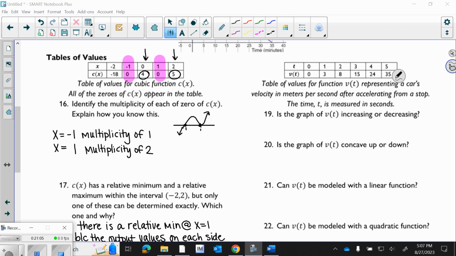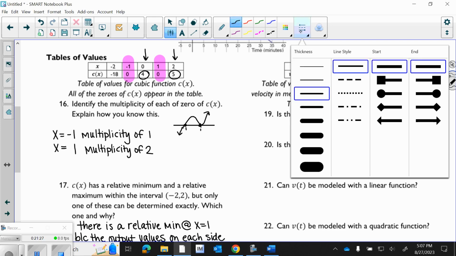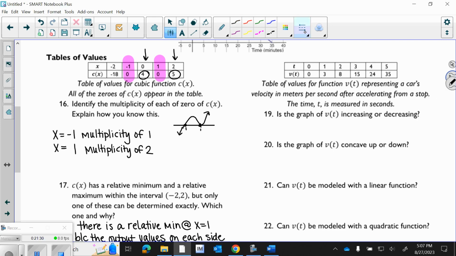So now let's talk about 19. Again, we are given a table of values for a function v of t representing a car's velocity in meters per second after accelerating from a stop. The time t is measured in seconds. Now I'm going to write these labels down because this is going to come in handy toward the end when we have to write our answer and label it. So v of t represents meters per second, and t represents seconds.